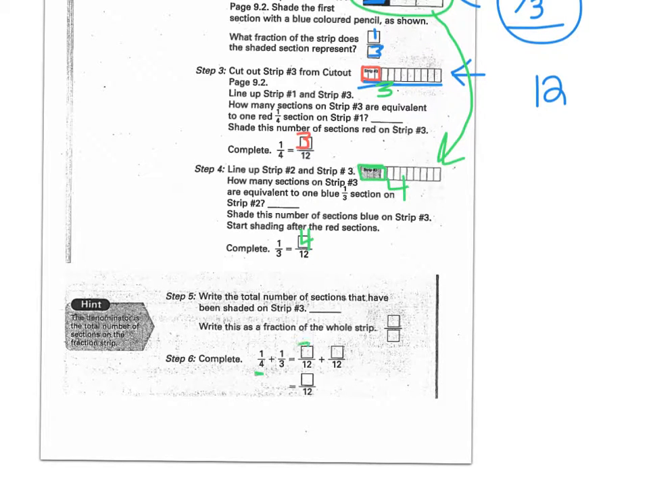1/4 is equivalent to 3/12. 1/3 is equivalent to 4/12. 3 plus 4 is 7. Remember, when we add fractions of common denominators, the common denominator will stay the same. It does not change. I'm only adding the top part of the fraction.